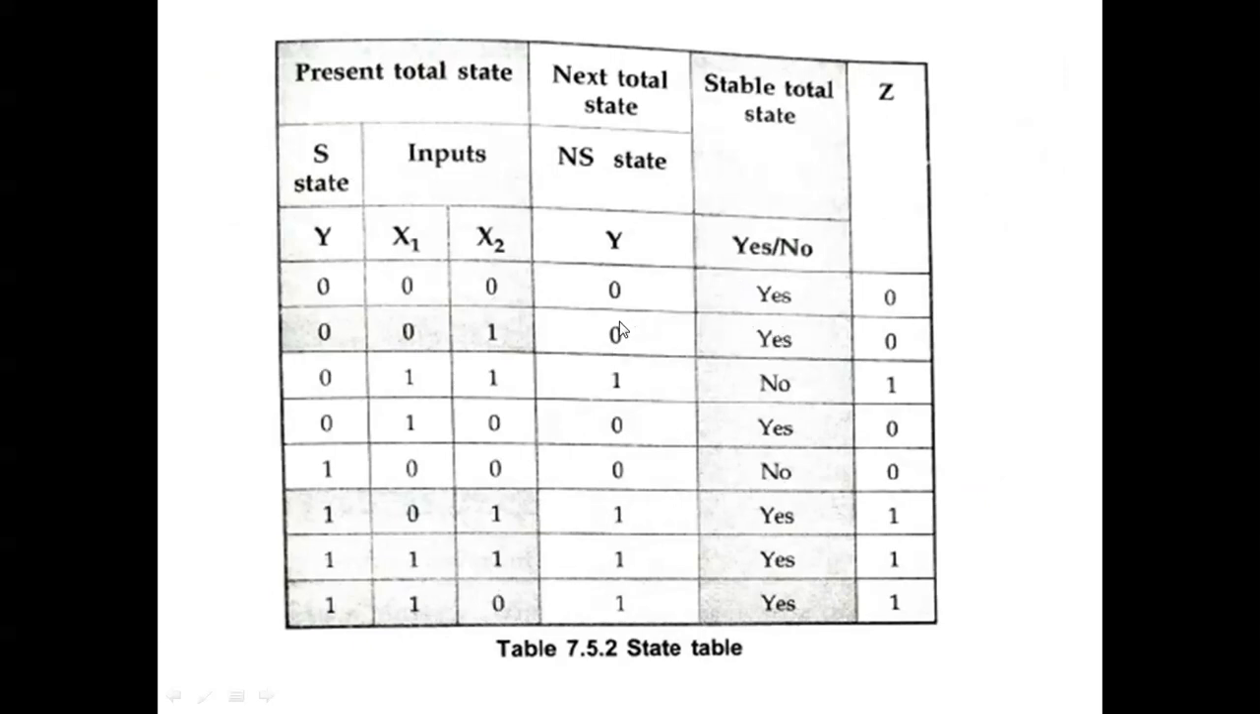Whether it is stable or not, how can we say that? Okay, see, there is a value for next state. If it is a high value, they say no. If it is a low value, that means yes for stable state. So they have written like that.